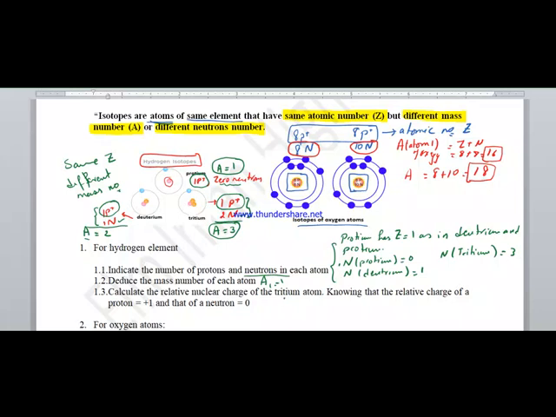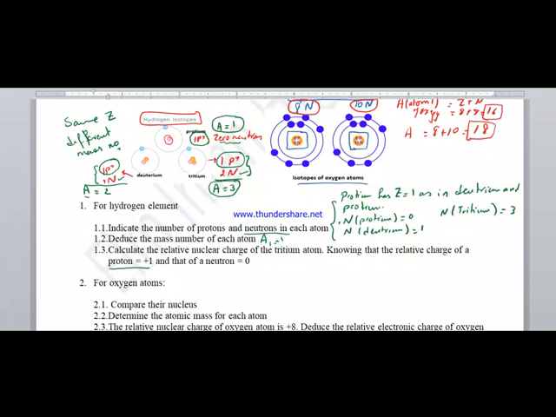To calculate the relative charge of a tritium atom, the relative charge of a proton must be given in exercises, and also for the neutron. To calculate the nuclear charge of tritium, we say nuclear charge is equal to the number of protons times the relative charge of 1 proton. The number of protons in tritium is equal to 1, times the relative charge of 1 proton, which is given, equal to 1 plus. So the relative nuclear charge of a tritium atom is equal to 1 plus.